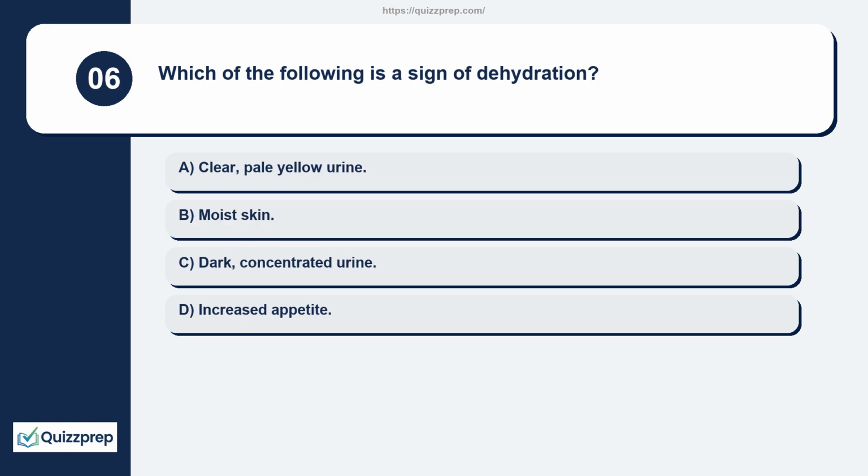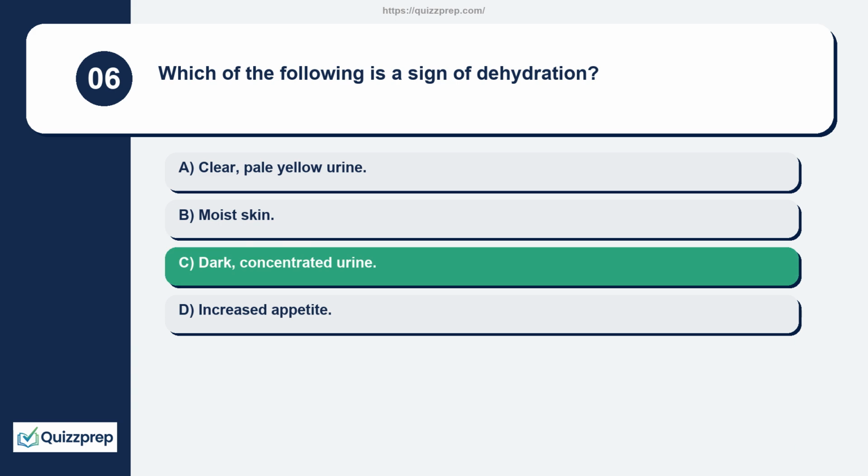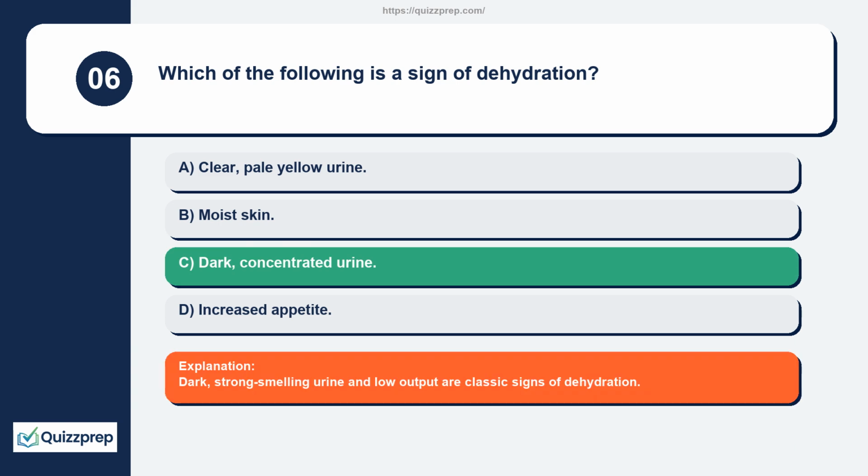Question 6. Which of the following is a sign of dehydration? Clear, pale yellow urine, moist skin, dark, concentrated urine, increased appetite. Dark, strong-smelling urine and low output are classic signs of dehydration.